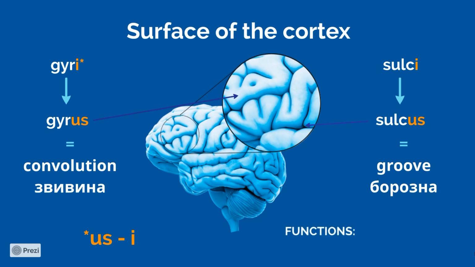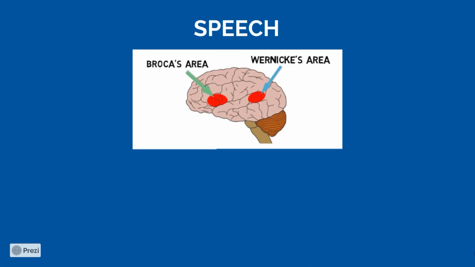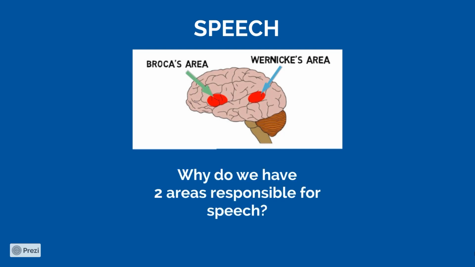Speaking about the purpose of the cortex, it is responsible for higher level functions such as language and movement. There are two areas responsible for speech: Broca speech area in the frontal lobe and Wernicke area in the temporal lobe. The question is, why do we have two areas responsible for speech? It's easier to understand if we consider the result of the damage to these areas, which causes a language disorder called aphasia, the same Ukrainian term, and it's pronounced as aphasia in American English.